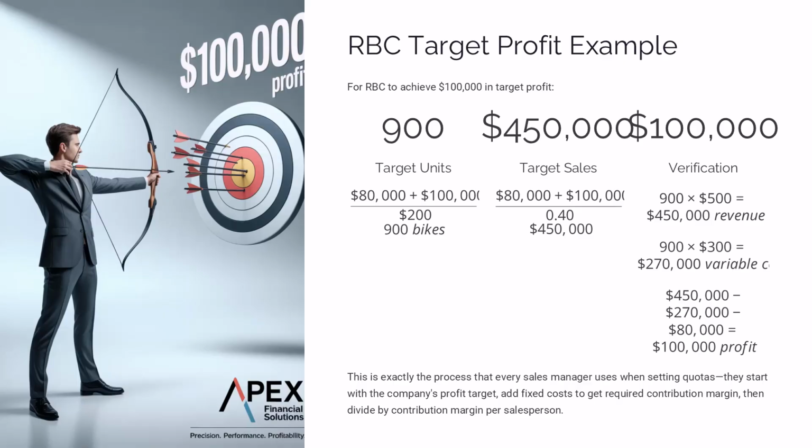The fascinating business history here is that target profit analysis was perfected by Japanese manufacturers like Toyota in the 1960s through target costing, where they started with a target profit, determined the maximum allowable cost using target cost equals expected price minus target profit per unit, then engineered products to meet that cost, completely reversing the traditional American approach of building first and pricing later.